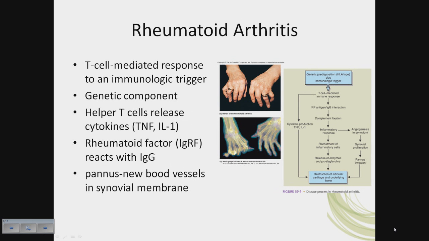So I'll remind you that rheumatoid arthritis, and on the next slide, systemic lupus erythematosus, are examples of type 3 hypersensitivity, which means an immune complex is being formed between the RF antigen, or rheumatoid factor. It's going to react with an IgG, and this is going to lead to complement fixation. Again, this can target organs and joints, and it leads to a global inflammatory response. And this is going to lead to angiogenesis in the synovial membrane and that pannus invasion. And this means destruction of articular cartilage and underlying bone. And this is part of the reason why the person's hands and feet get turned inward. And all of this is because of the helper T cells releasing cytokines and leading to more inflammatory response.